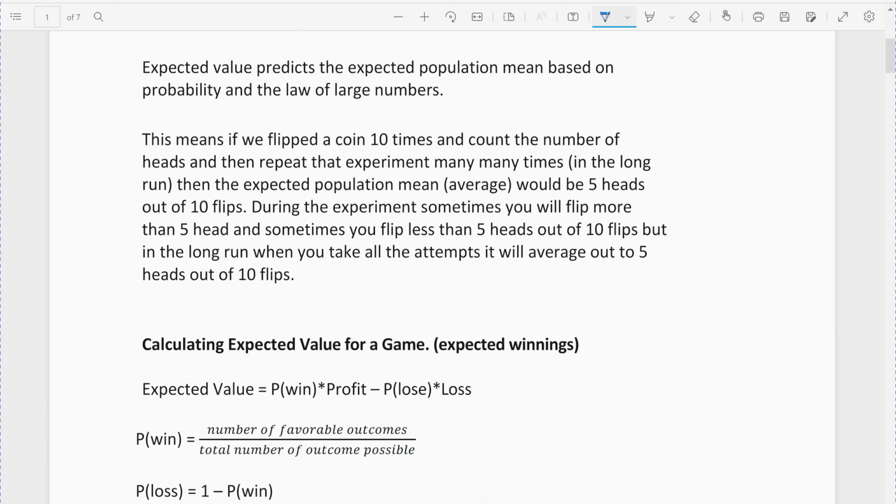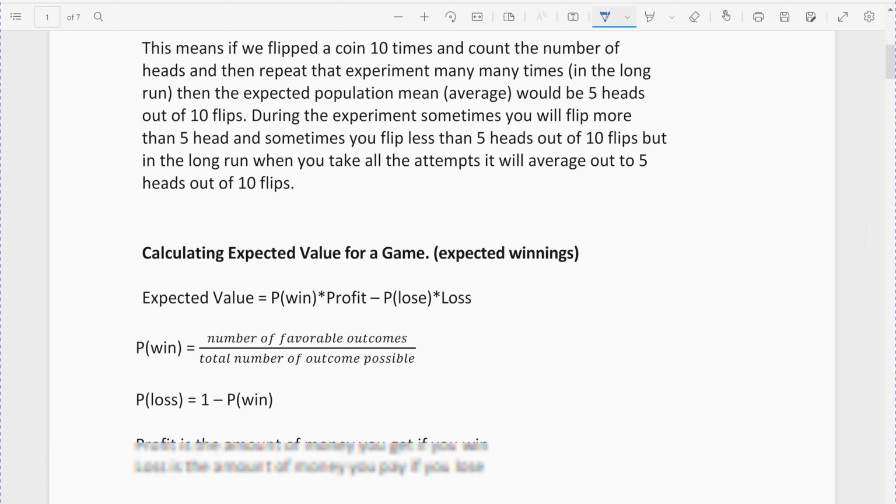If you repeat the experiment many, many times, that's what the long run means. Or if many, many people do it, we would expect that experiment to come out to what we would predict the population average to be. In this case, the population average would be that in 10 flips, half of the time it should come out heads, 5 out of 10 flips should come out heads in the long run. All right, so that's what we're basing this expected value for a game winning and losing on. That's what it's based on.